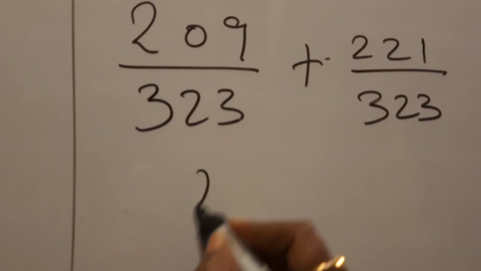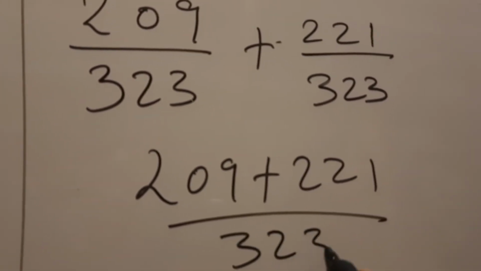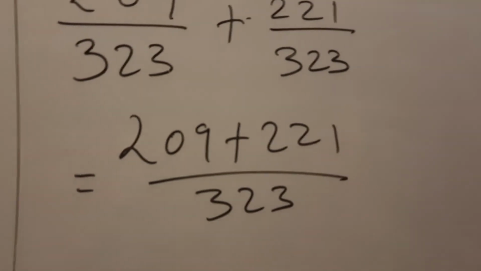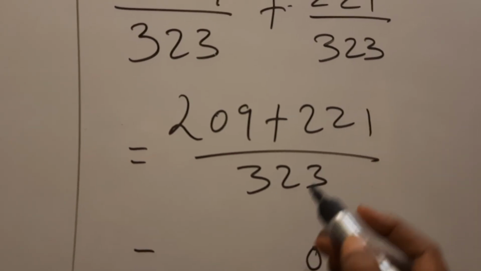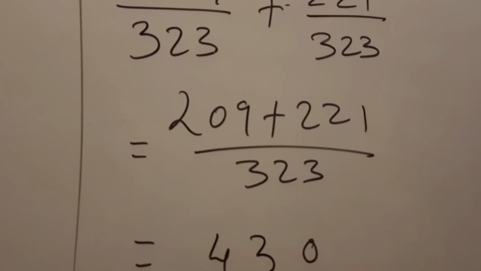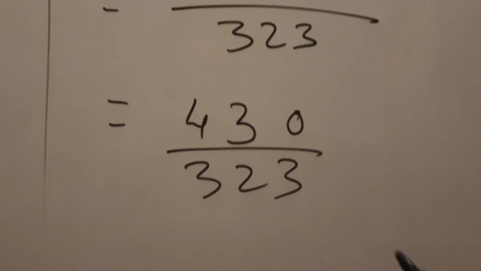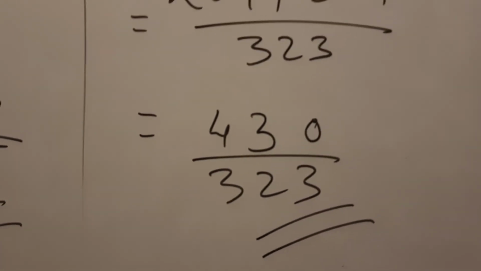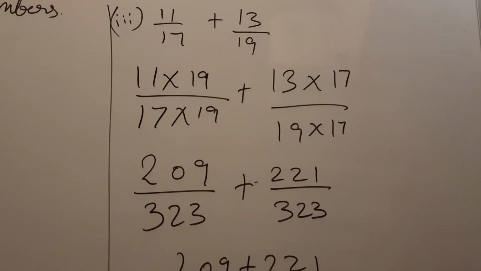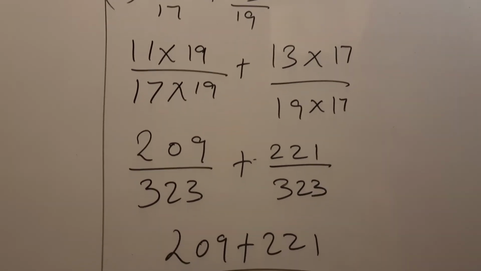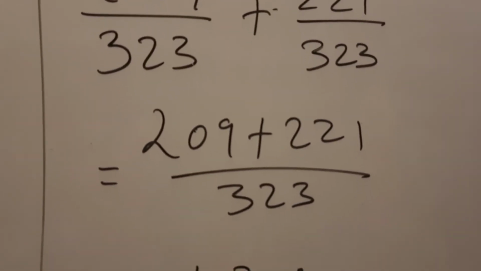Let us write that under one roof. 209 plus 221 upon 323 is equal to, add them, 9 plus 1, 10, 0, 1 carry, 2 plus 1, 3, 2 plus 2, 4, 430 upon 323. So this is our final answer. Have a look at it properly. 11 upon 17 plus 13 upon 19, cross multiplication, and then we add. Once we have equalized the denominator, then we will add them. Okay.